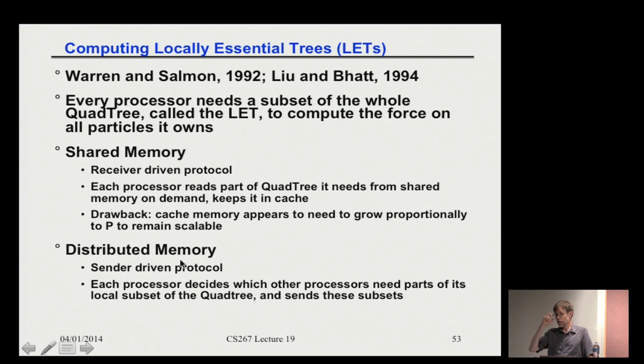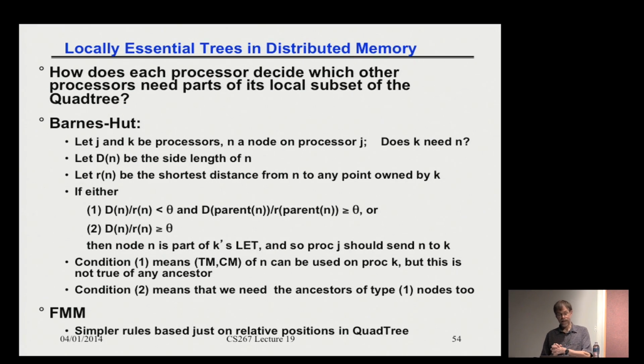So what we need to do is have each processor look at its subset of the quadtree that it owns and decide which subset has to be sent to whom. And so let me just tell you how that decision is made at a very high level. It turns out here, Barnes-Hut is actually a little more complicated than the fast multipole method, because if you remember when I talked about Barnes-Hut, the decision about which masses and centers of mass it could use was a little bit more complicated geometric decision, instead of just looking at the structure of the tree.